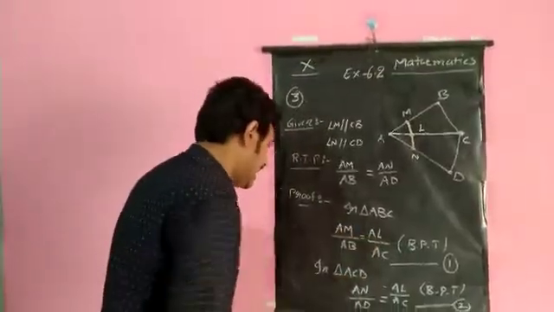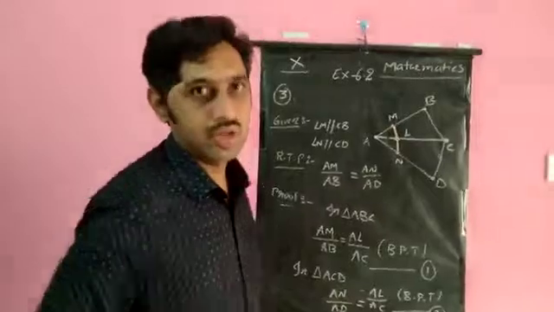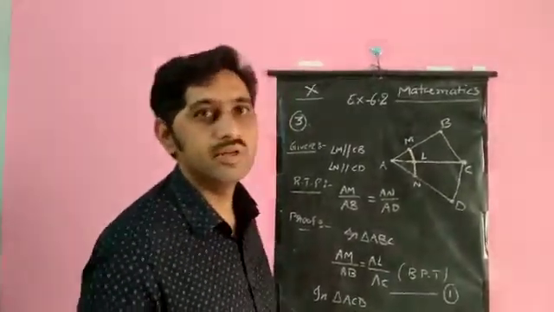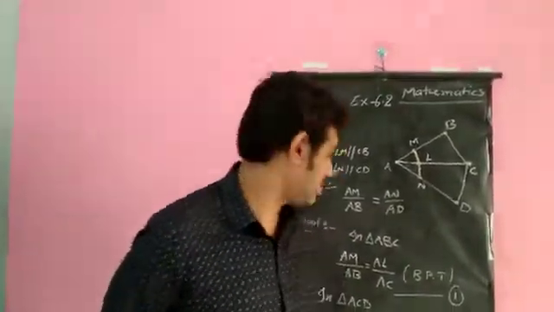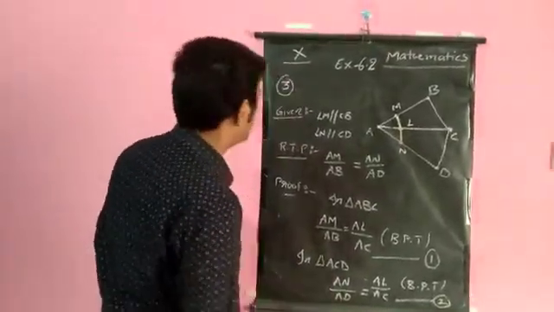AM by AB and AN by AD are both equal to AL by AC. According to the postulates of Euclid, things which are equal to the same thing are equal to each other. So that means AM by AB equals AN by AD.